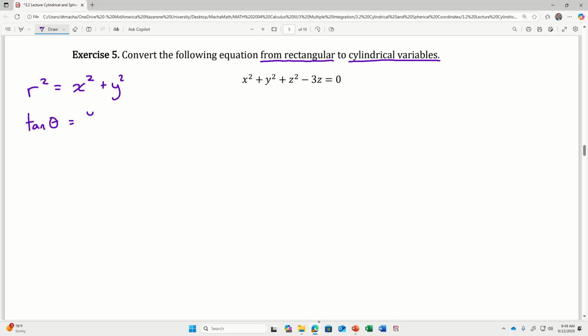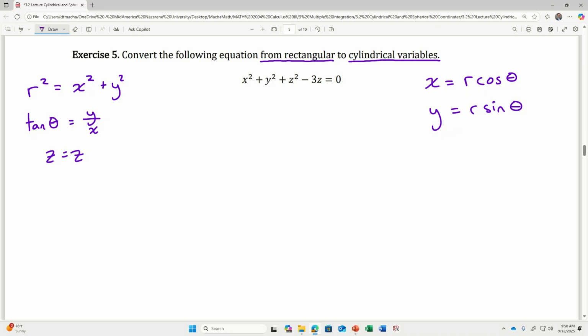Tangent of theta is y divided by x. Z is the same between the coordinates. And I also know the conversions the other way, that x is equal to r cosine of theta, and y is equal to r sine of theta, and z is z. And I like to write down everything I have, just so that I have my whole toolbox in front of me. And then when I start thinking about the problem, I just look and see which tools from the toolbox seem to line up.